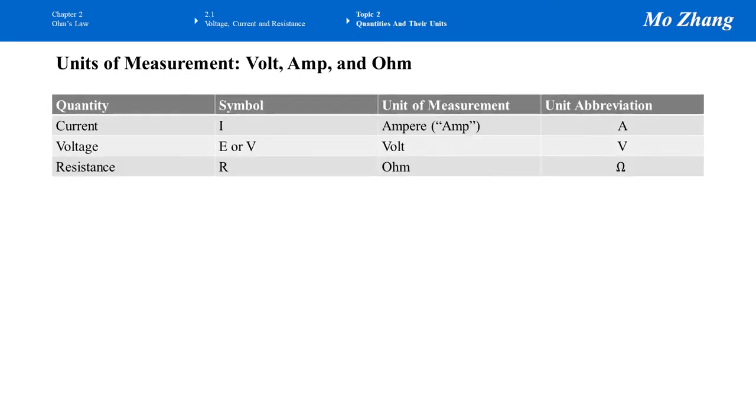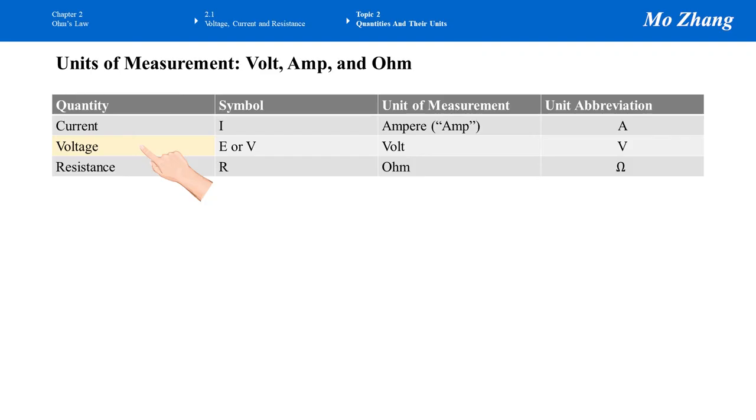Now let's go over the symbols that represent voltage, current, and resistance, each quantity's unit, and the symbol for every unit. All the information is summarized in this table. The first quantity is current. The symbol we use to represent current is I. This is more like a universal symbol. Any textbook uses the same symbol I to represent electric current. The unit for current is ampere, or amps. The symbol for amps or ampere is uppercase A.